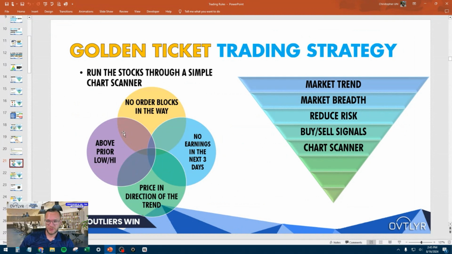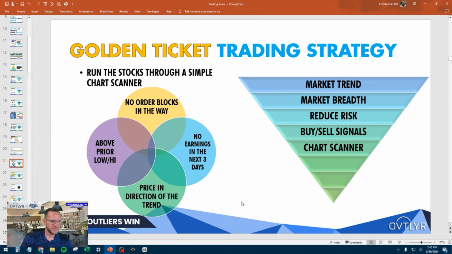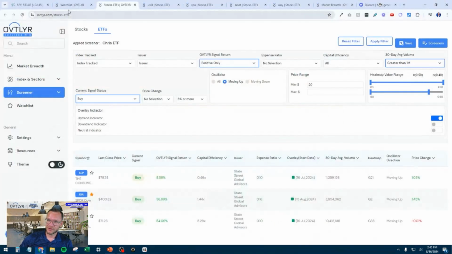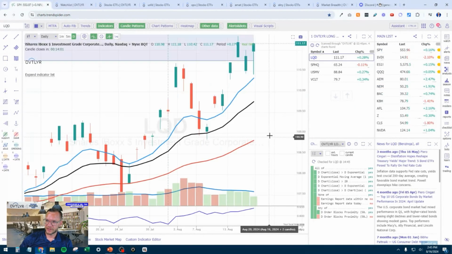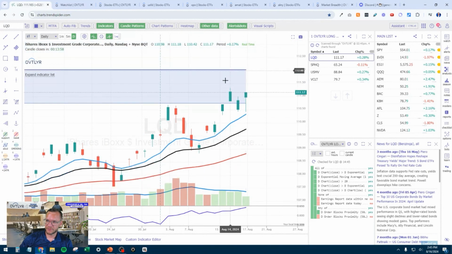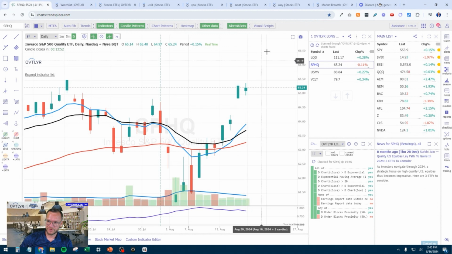Then I'm going to throw this into TrendSpider just to check for a few things. These are not capable inside of Outlier just yet, but checking to make sure there's no order blocks in the way. There's no earnings in the next 3 days. The price is moving in this direction, right? Which should be the same as the overlay, but it's just the 10, 20, 50 inside the stock. And then above the prior day's low, right? So if it's below yesterday's low, I'm not interested. Then we can run a scan off those, which I've already done. And there's a handful, right? So we could look at something like, actually, that one's right inside of an order block, so I need to update that scanner. So that would be one, right? 10, 20, 50, no order blocks in the way, no earnings.